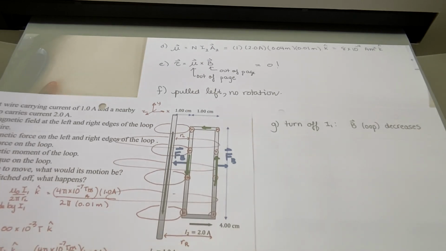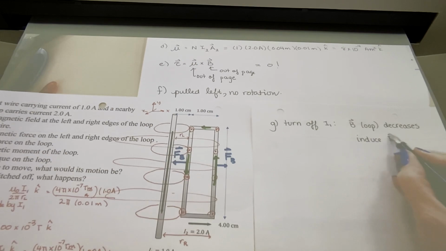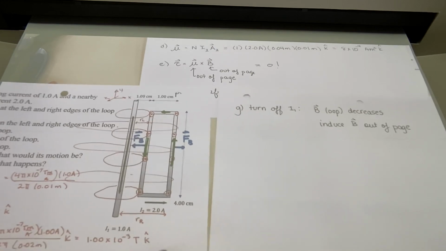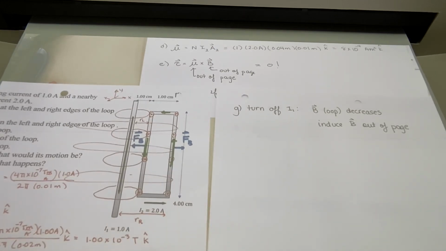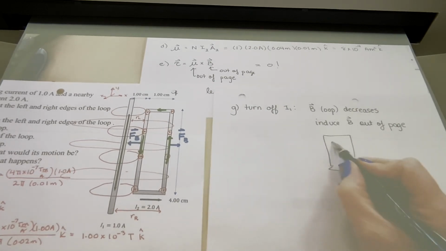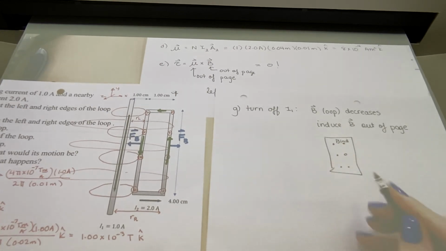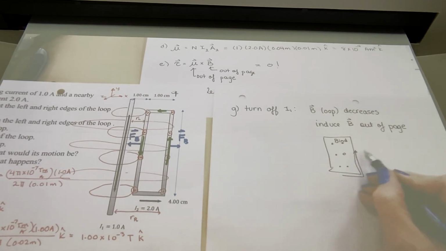If the magnetic field out of the page decreases, what will the induced magnetic field be? Got to be out of the page. We don't want it to decrease. We want it to stay the same. So we will induce B out of page to oppose that change. If we induce a magnetic field out of the page, there's our B induced. The direction of the induced current is going to come around counterclockwise.